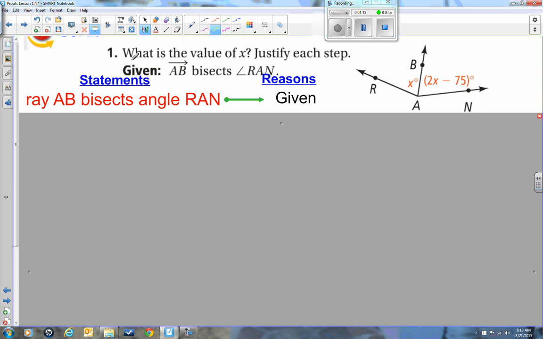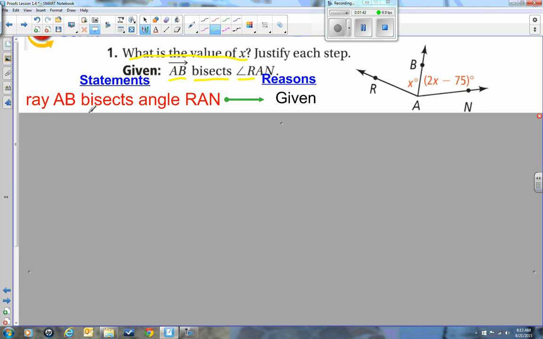It states that we need to find what is the value of x. So we look at the picture, can't quite get any more information by looking at it. So we go back into the reading. It says given AB bisects. So ray AB bisects RAN. So we write that down as a statement. Ray AB bisects angle RAN. If it bisects it, that part is given.